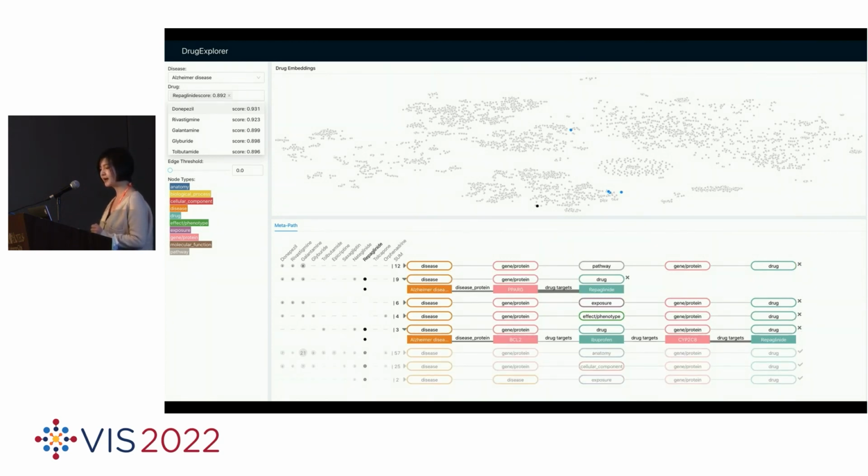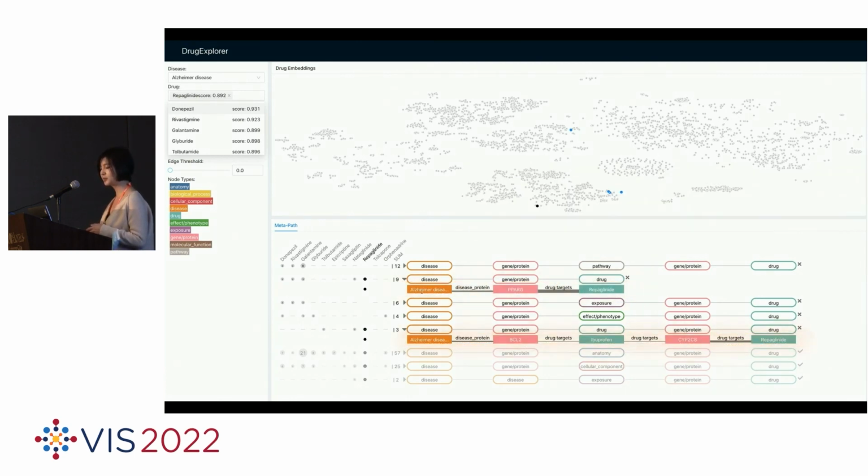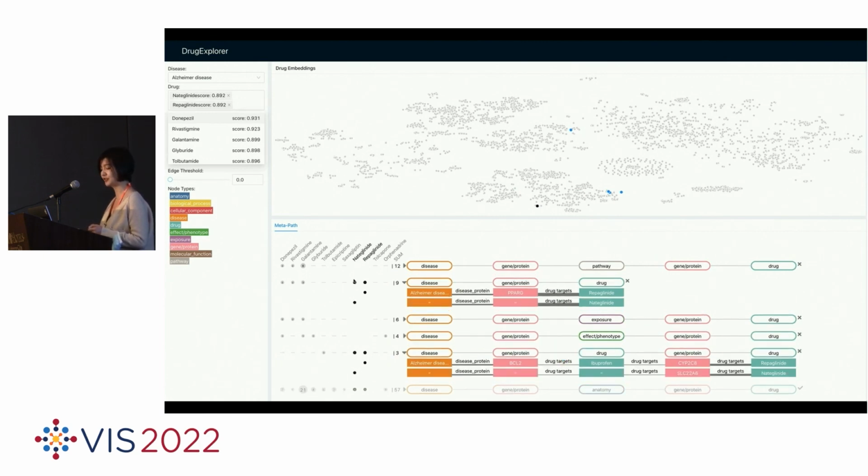Here, Repaglide is predicted partially because this disease and Alzheimer's share the same protein. Another explanation of Repaglide is related to ibuprofen, a painkiller that shows benefits for treating Alzheimer's. We can also observe that similar drugs in the same cluster share some similar explanations.